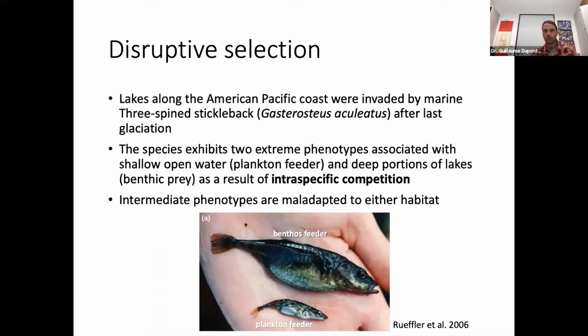So the intermediate phenotypes, which would be of intermediate size, are not adapted to either habitat. They are not effective in feeding and thereby acquiring their necessary energy. So they are prone to high mortalities, essentially. And so this is an example where we see disruptive selection in a single species.